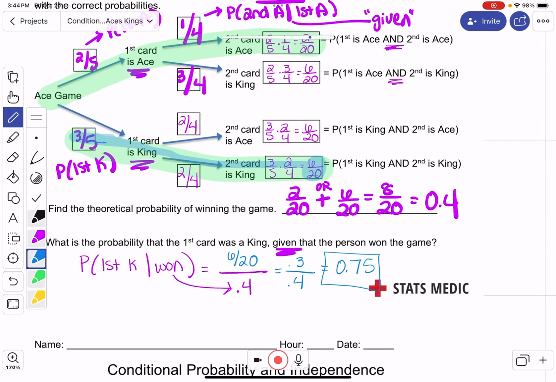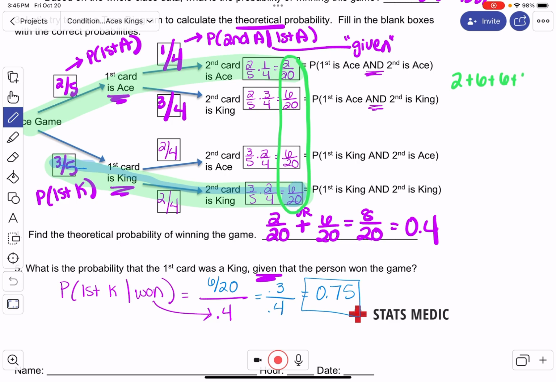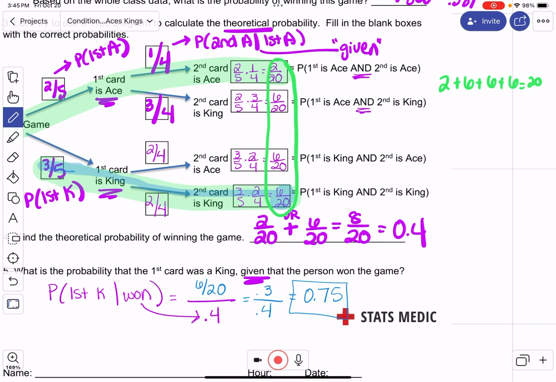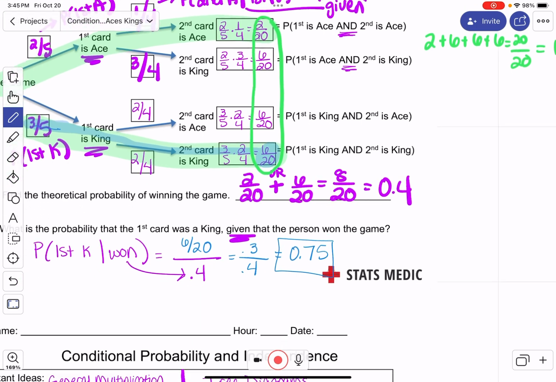Another quick thing we want to look at: when you're setting up your probability, you want to make sure that all these totals in your tree add up to be 1. So they're all over 20, and we have the 2, the 6, the 6, the 6, and that equals 20. And of course, 20 over 20 is going to be 1. So we're good there. So that's one way to check to make sure that you filled out your tree correctly.